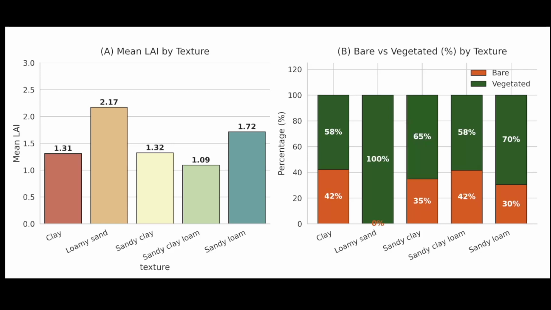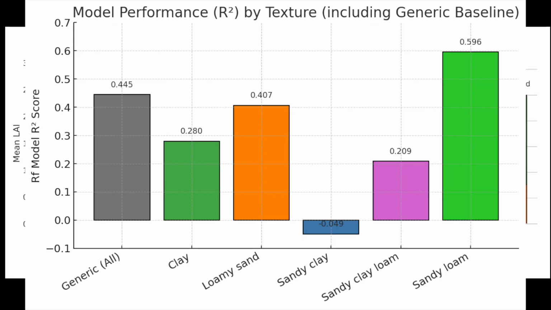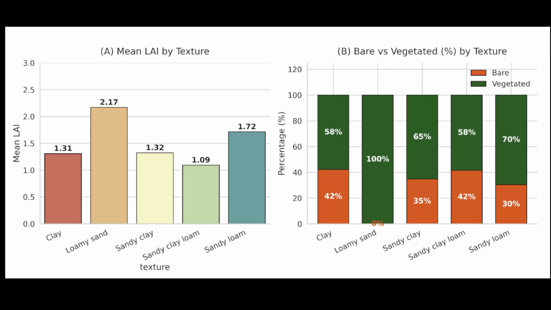Actually the loamy sand has the highest LAI, and it also had high correlation, which means that the leaf area index is not affecting the correlation. But the random forest R square for loamy sand was below the average, not very low, but it did not exceed the generic model's R square, whereas the Sandy Loam does exceed it, and it also has the highest correlation. So the idea that having more bare ground caused this is not valid.